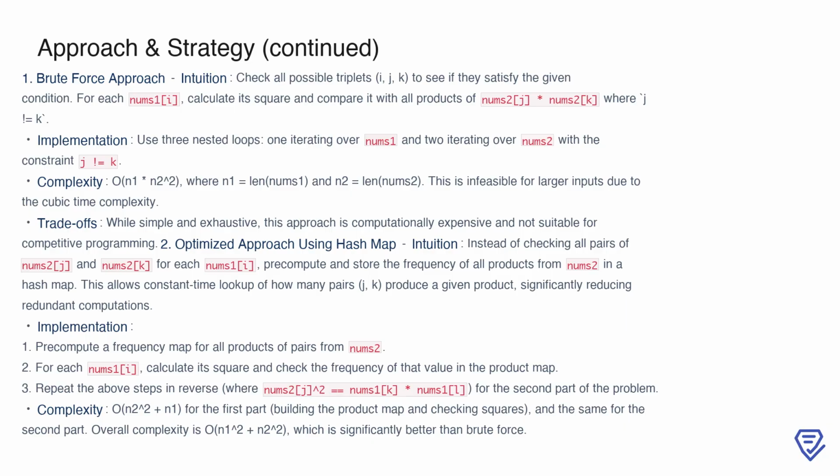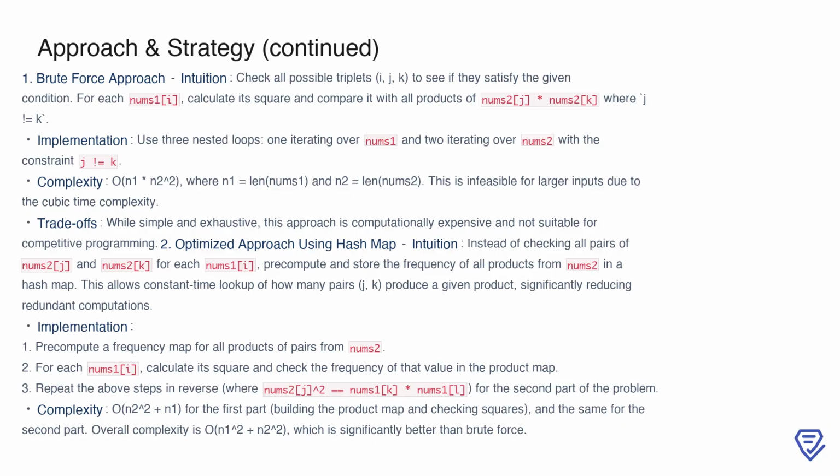This can be implemented using 3 nested loops, where the outer loop iterates over the first array and the inner 2 loops iterate over the pairs in the second array. However, the complexity of this approach is n1*n2, making it computationally expensive and impractical for larger inputs.